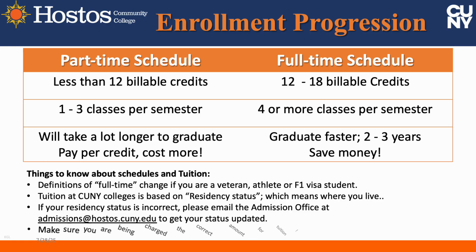A full-time schedule means that you're taking 12 or more credits. So 12 to 18 credits is usually a full-time schedule, and that could be 3, 4, 5, 6 classes per semester, and you graduate faster. Why? Because you're taking more credits. The more classes you take, the faster you graduate. And remember, you have to pass your classes. So please plan accordingly so that you can take more credits but also pass and get a good grade.